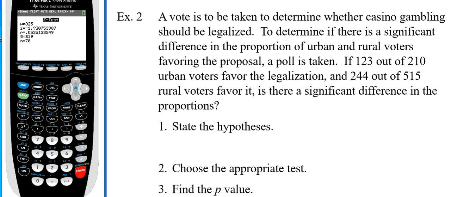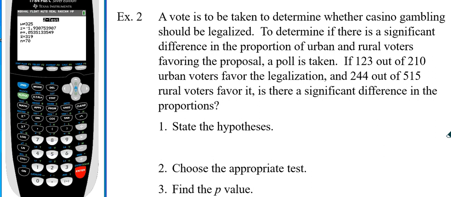Okay, second and final example. A vote is to be taken to determine whether casino gambling should be legalized. This actually happened in the Madison area. A number of years ago, the Ho-Chunk, actually the Dejope Casino in Dane County, they wanted to make it a full-fledged casino, and they put it up to a vote. And in the end, the voters said no, and so now it's classified as a bingo hall and not a casino. But anyways, I digress.